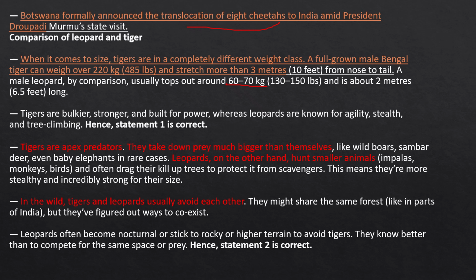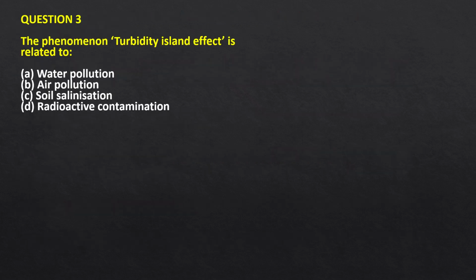Tigers are bulkier and stronger, built for power, whereas leopards have agility, stealth, and tree climbing. Tigers are apex predators. They take down prey much bigger than themselves. Leopards, on the other hand, hunt smaller animals. In the wild, tigers and leopards usually avoid each other, but they might be found in the same forest and coexist. Leopards often become nocturnal or stick to rocky or higher terrain to avoid tigers.